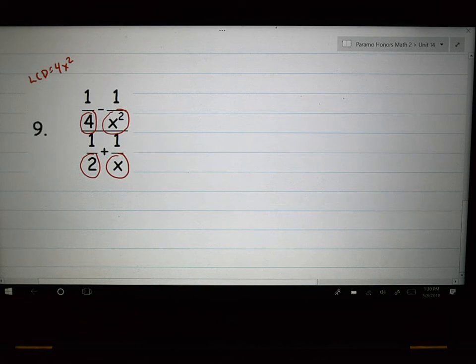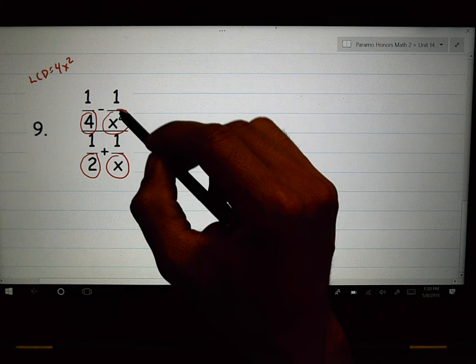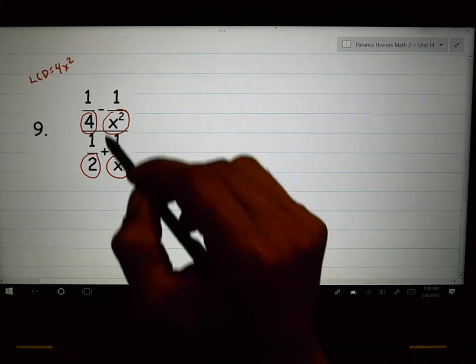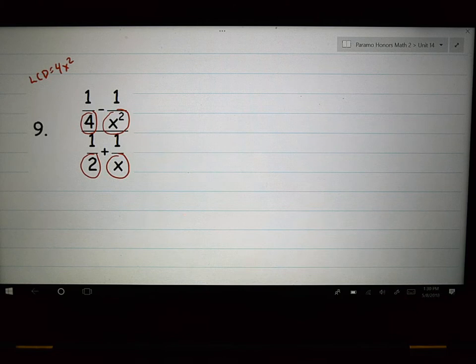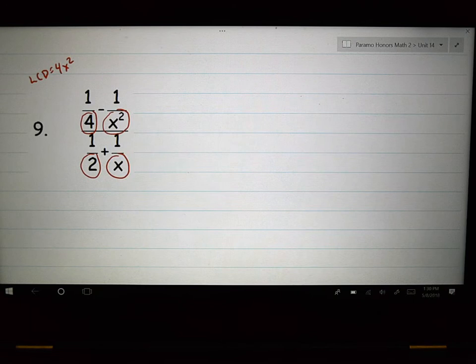4x squared. How many of you, raise your hand if you said 4x squared, or you and your partner did? Half of you. Okay. X squared cannot fit into x evenly. X can fit into x squared. That's what it can go into. They have to have a 4 in it. You have to have an x squared in your LCD.